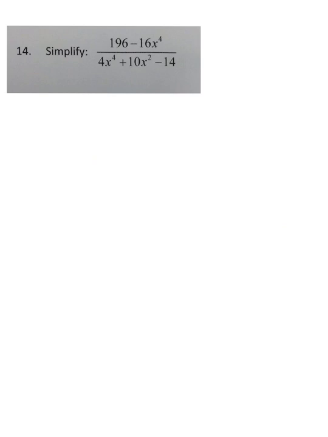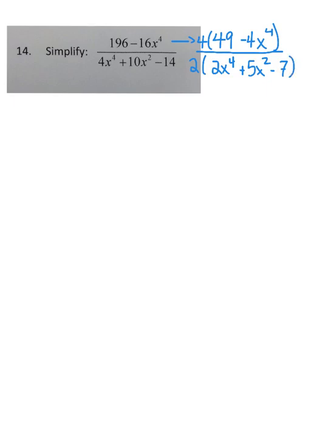So simplifying is going to require that we do some factoring and canceling. So I'm going to start by taking that numerator, and I see that there's a GCF of 4, so I'm going to take that 4 out, and then I have 49 minus 4x to the 4th. Okay, I'm going to come back to that. Let's look at the denominator. I see it too has a GCF of 2. So let me take that out. And I'm going to have 2x to the 4th plus 5x squared minus 7.